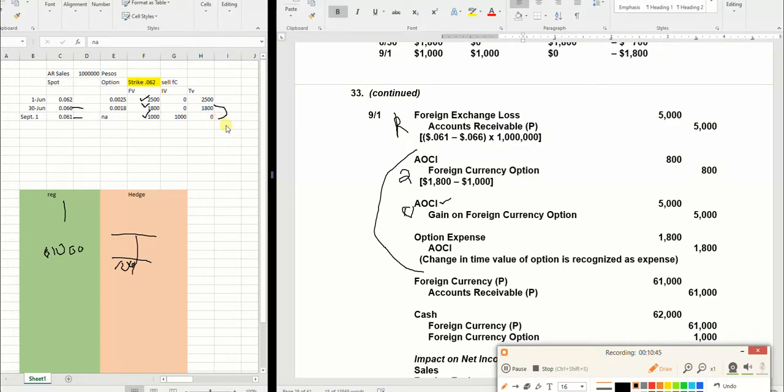And the last one is I need to adjust for the time value of the money. The time value of the money went from 1,800 down to 0. It will always go down to 0 on the last date, so I need option expense and AOCI of 1,800. Now I need to settle my transaction.